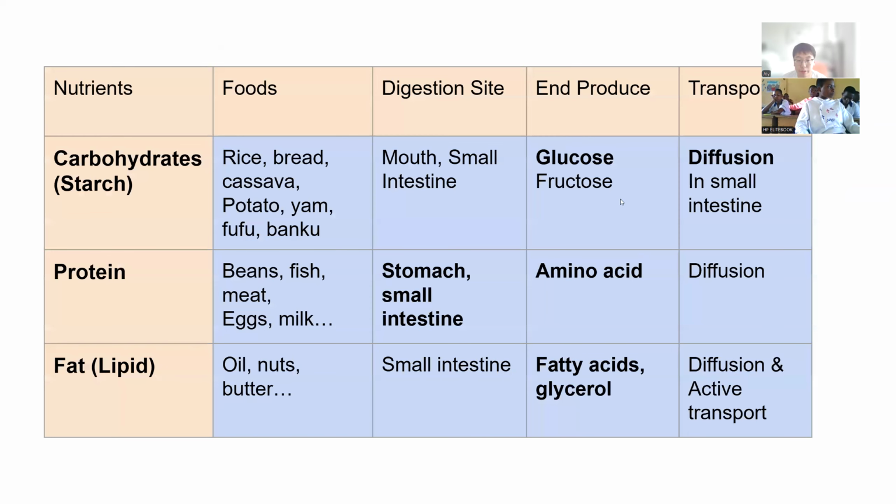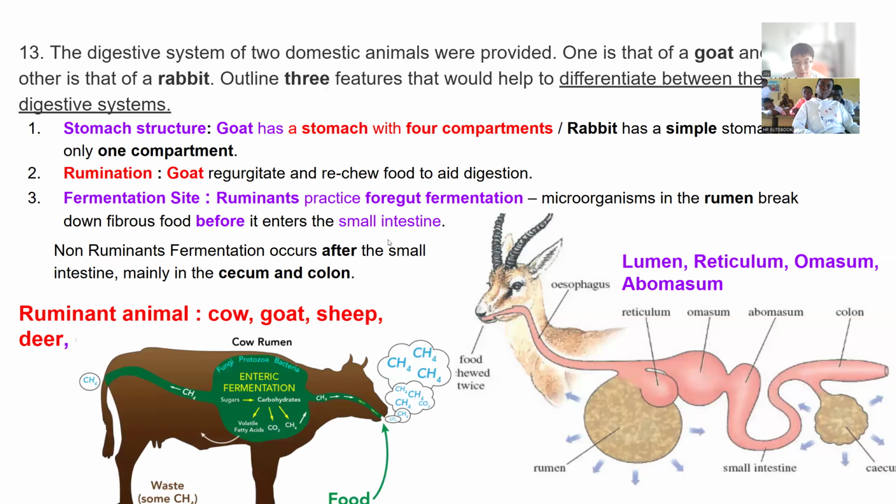And then we talked about some basic components of carbohydrates, proteins, and fats. The end products of carbohydrates are things like glucose or maybe fructose, depending on the substance. Protein breaks down into amino acids, and fat or lipid breaks down into fatty acids or glycerols. We talked about some animal digestive systems as well.